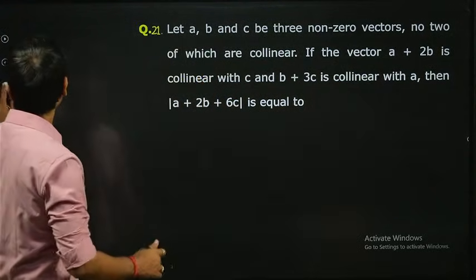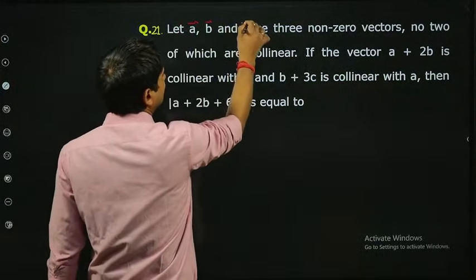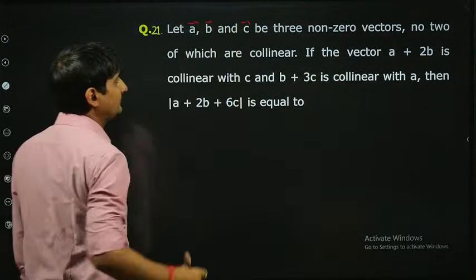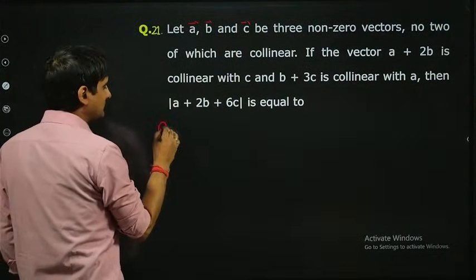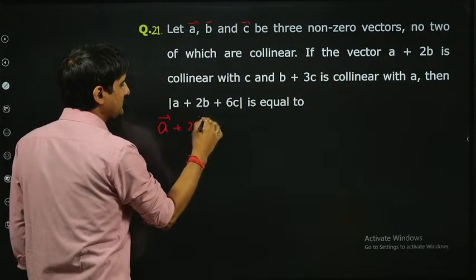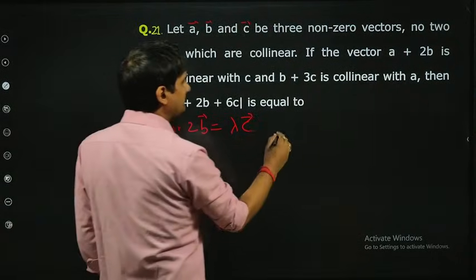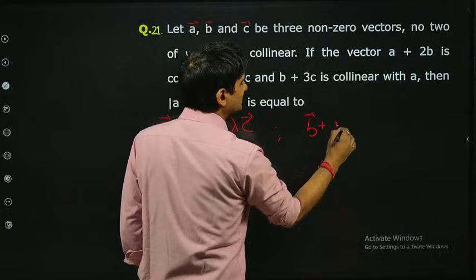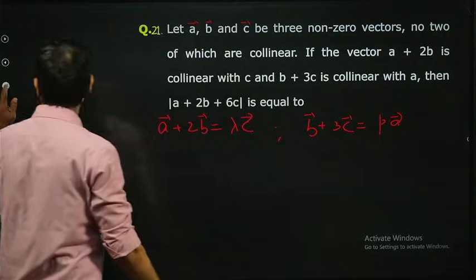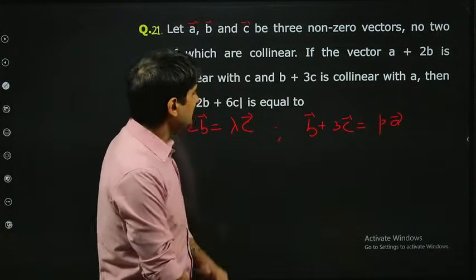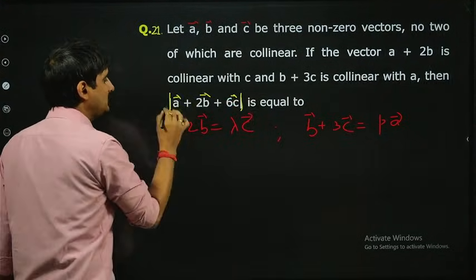Okay. Now let's move to the next question, 21st question. If vector A, vector B and vector C are 3 non-zero vectors, no 2 of which are collinear, and vector A plus 2B is collinear with C, what does that mean? That simply means I can write this as lambda times C. And vector B plus 3C is collinear with A, so I can write it as some scalar P times vector A. Then we need the magnitude of vector A plus 2B plus 6C.